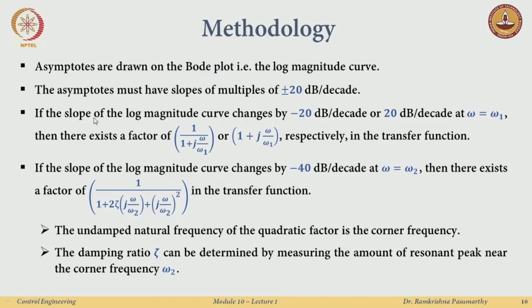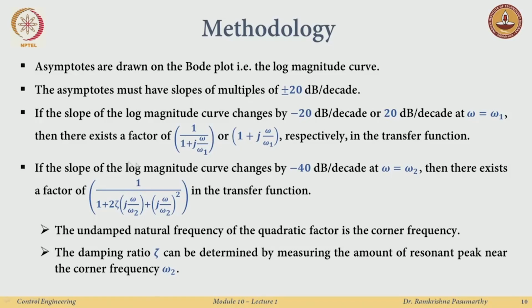So, if the slope changes by minus 20 dB per decade, then I know that there exists a factor resembling a pole like this. Just recall what we did while we were constructing the Bode plots. I am just doing the reverse of that. And similarly, if there is a slope of plus 20 decibels per decade, then I am actually looking at a zero. Again, I assume that everything is minimum phase, and therefore I could do this.